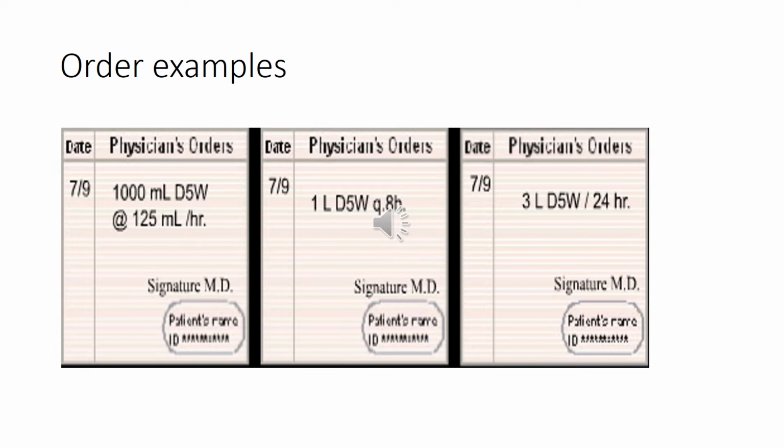What that one means is the patient needs to have 3 liters of D5W in a 24-hour period. So that means you're going to need to know how fast you're going to need to run that IV fluid in on that.